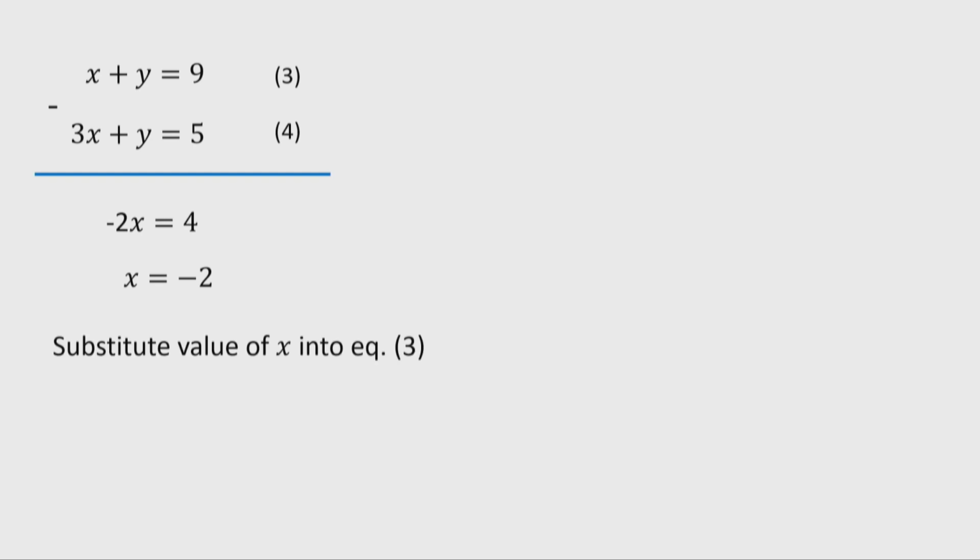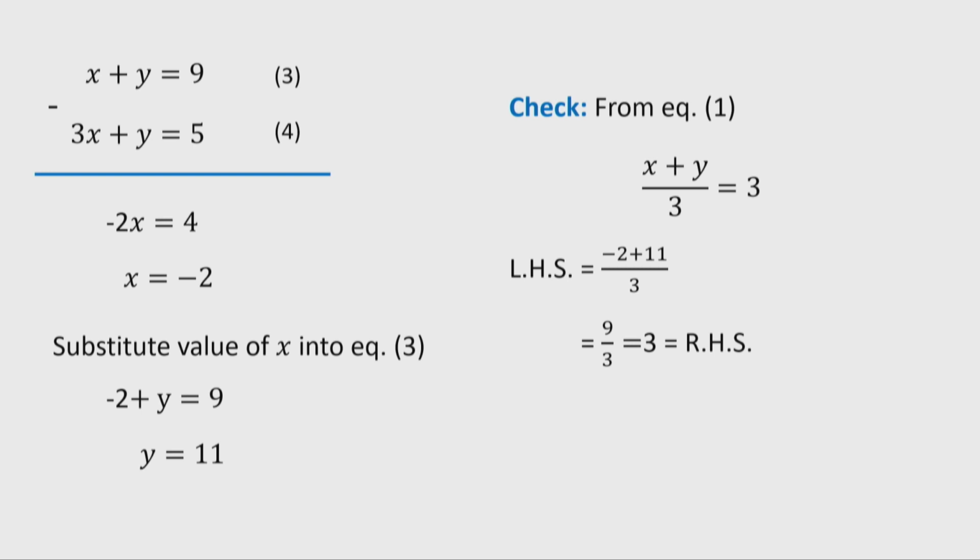I replace the value of x into equation 3, and I get minus 2 plus y equal to 9. So y will be equal to 9 plus 2, which is 11. So now we check if our values are correct. From equation 1, that is x plus y over 3 equal to 3, I replace x by minus 2 and y by 11. And I get 9 over 3, which is 3, which is equal to our right-hand side. So it means that the values for x and y are correct.